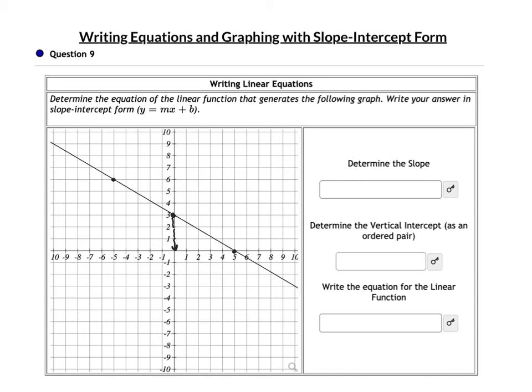Notice I'm going down. 1, 2, 3. That's -3. The line goes down to the right. Slope is negative. And the run looks like +5. So to determine the slope, it's -3 over 5, rise over run. And the vertical intercept is +3. So it's 3. The equation is y = mx + b, or y = -3/5 x + 3.